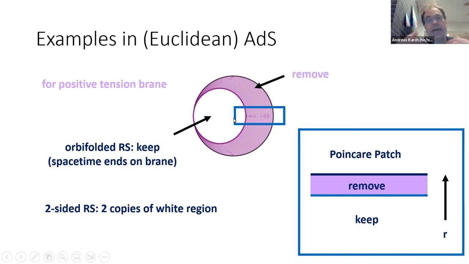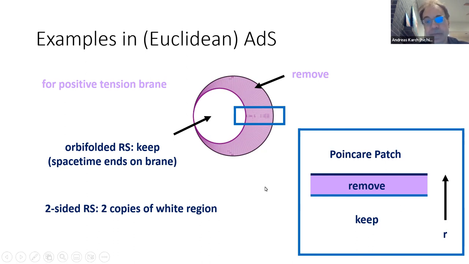It's more common to not have to deal with two copies of the white region. So often we're going to do what's called an orbifolded RS spacetime, where there's a C2 symmetry that maps these two white regions into each other. You can orbifold by this, and then you end up with a spacetime which is simply a part of AdS, the white region of AdS I keep, and it ends on the brane. My original picture was the global picture. If I do this in Poincaré patch coordinates, this looks like the bottom right. I simply have a brane that removes the entire UV region of AdS, including the full boundary, and it keeps the infrared.